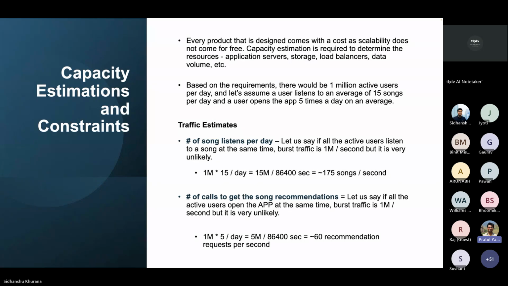So similarly for the other one, song recommendations. As we mentioned, it's just a ratio of 1:3, right? So obviously we'll get 60 recommendation requests per second. So Sudhanshu, we can move forward.